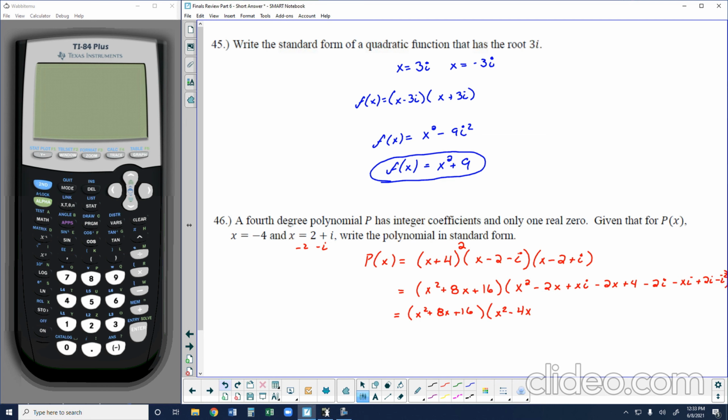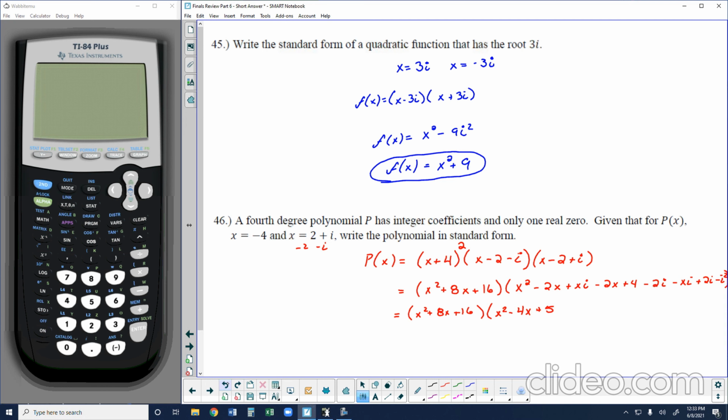I have a positive xi and a negative xi that would eliminate each other. I already took care of the 2x. I have a positive 4. I'm actually going to combine this with the negative i squared because remember i squared is -1. So this would be like -1, or positive 1. So positive 4 plus 1 would be 5. Then I have a negative 2i and a positive 2i that would eliminate each other.